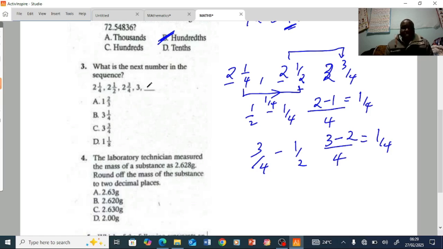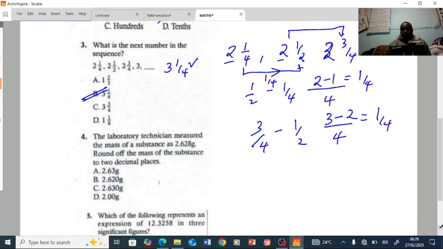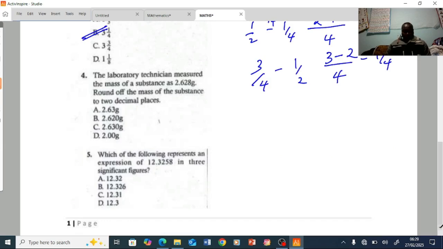Therefore, the next number here is 3. If this is 3, then the next number will be 3 1/4.